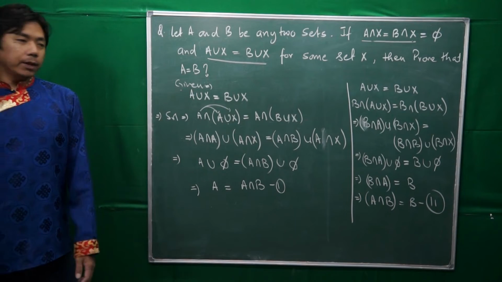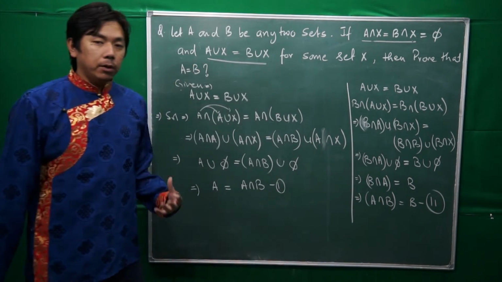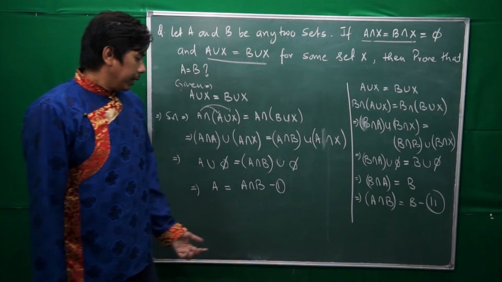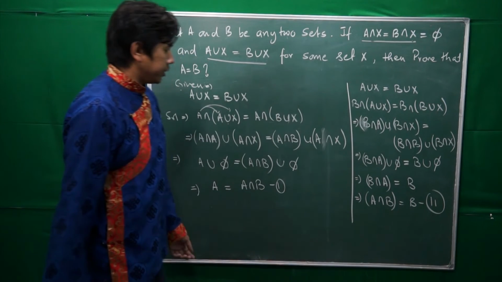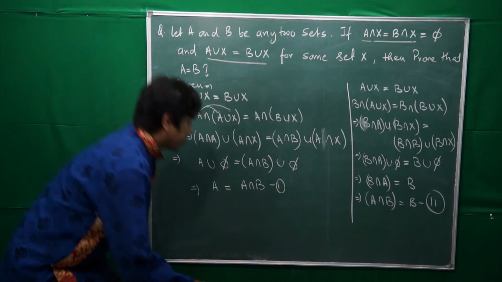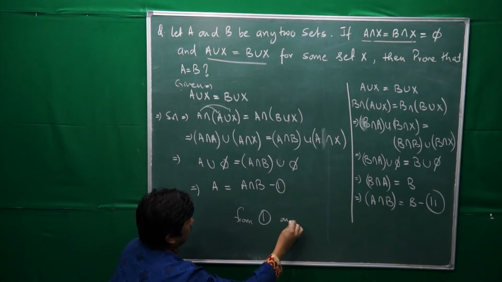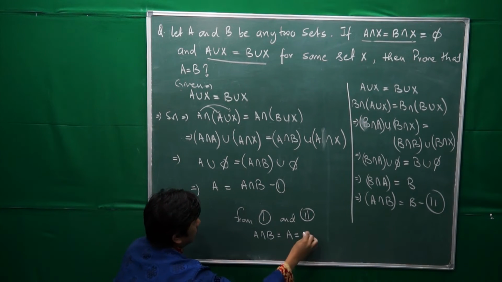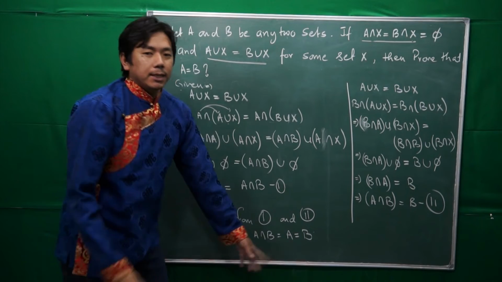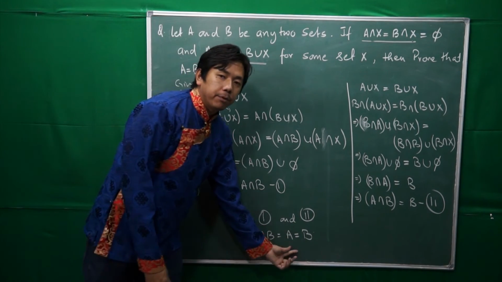Alright. So now it is clear that equation 1 and equation 2 are equal. How? A intersection B equals A intersection B equals B. So we'll be writing from 1 and 2, we have A equals A intersection B equals B, which is what is required to be proved. Hence, A equals B has been proved.